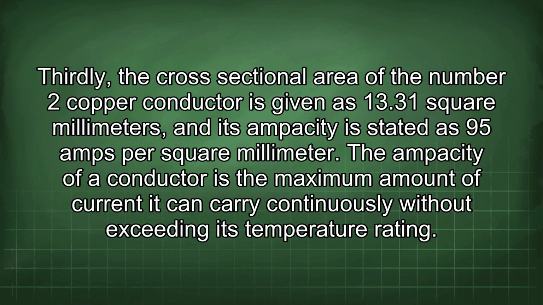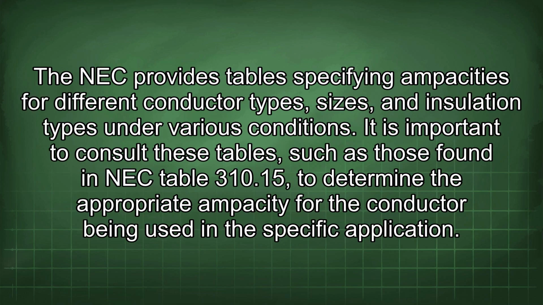Thirdly, the cross-sectional area of the number 2 copper conductor is given as 13.31 square millimeters, and its ampacity is stated as 95 amps per square millimeter. The ampacity of a conductor is the maximum amount of current it can carry continuously without exceeding its temperature rating. The NEC provides tables specifying ampacities for different conductor types, sizes, and insulation types under various conditions. It is important to consult these tables, such as those found in NEC Table 310.15, to determine the appropriate ampacity for the conductor being used in the specific application.